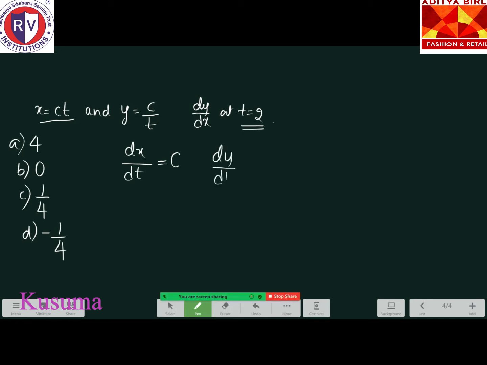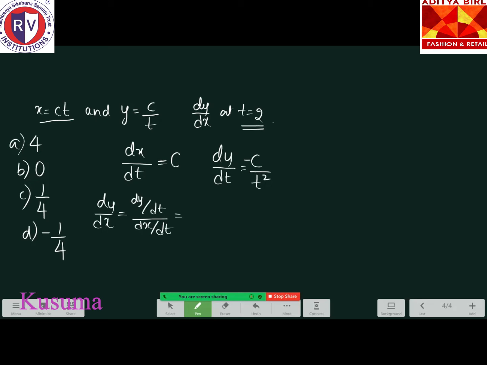So dy by dt. Okay. So here it is c into 1 by t. c is a constant and differentiation of 1 by t is minus 1 by t square. So dy by dt will be minus c by t square. Now we want dy by dx. For that, dy by dx is nothing but dy by dt divided by dx by dt.